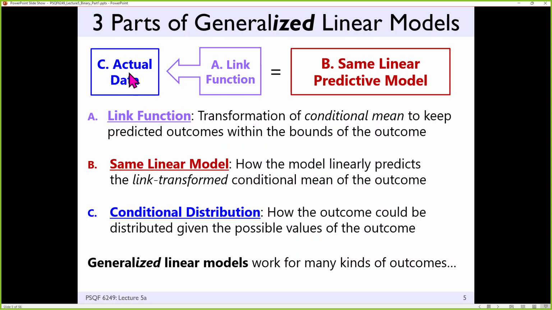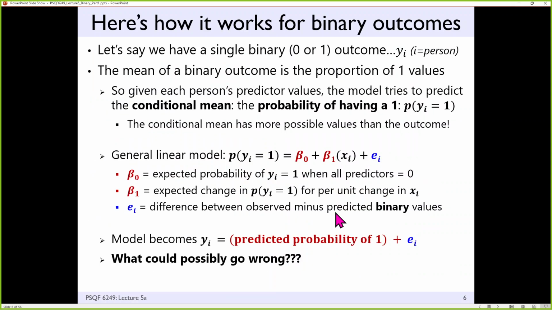The other piece that's different is that we are no longer forced to assume that residuals have a normal distribution that has constant variance. We can switch out the normal distribution for one that better matches the distribution of the data. And there are combinations of link functions and distributions that work for all different kinds of not normal outcomes. So that's what the generalized class is about. I'm just going to talk about binary for right now.